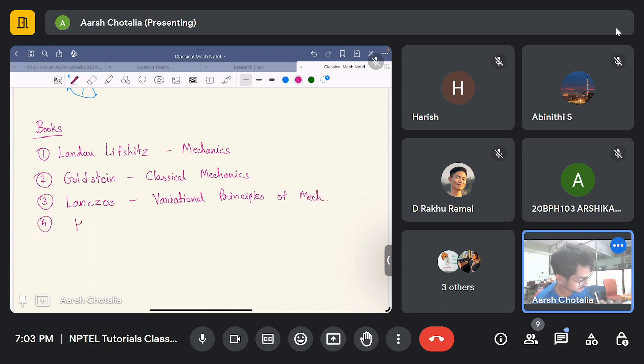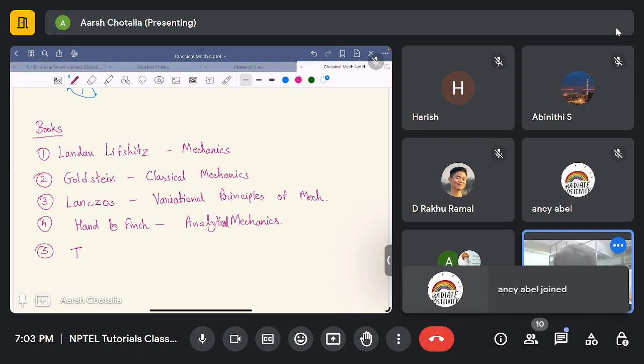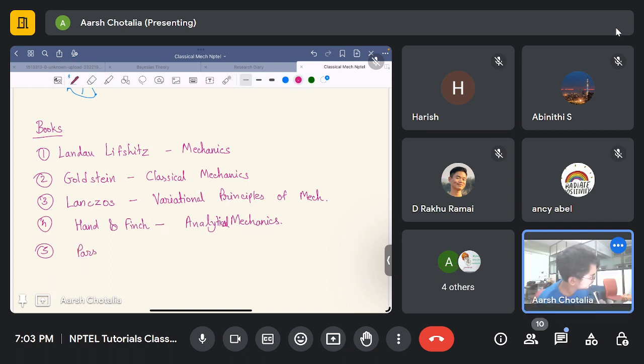Fourth is Hand and Finch, called Analytical Mechanics. Fifth is by Pars, called Analytical Dynamics.